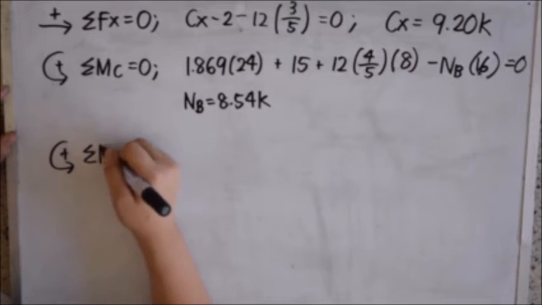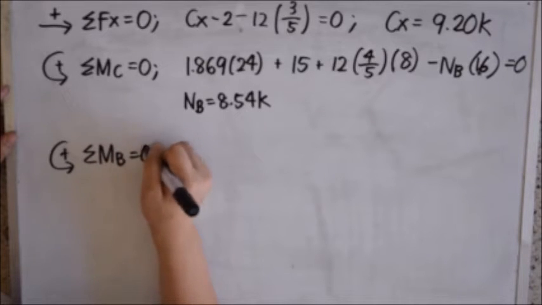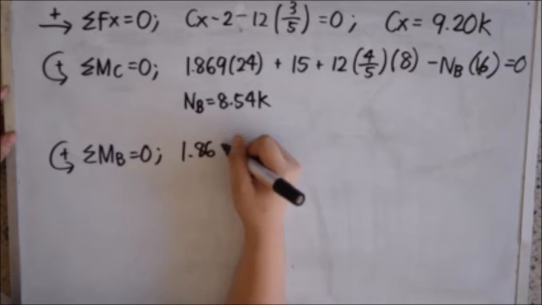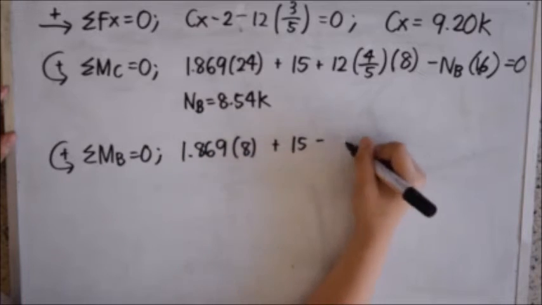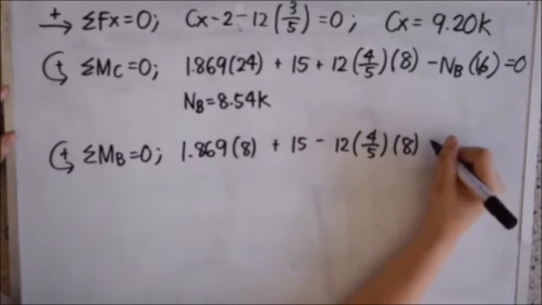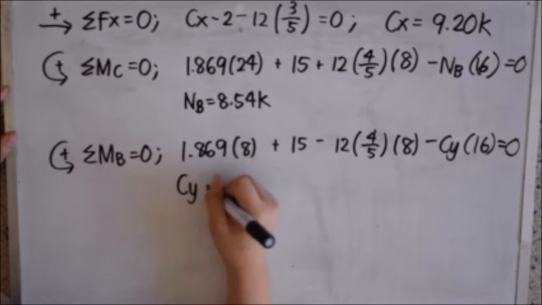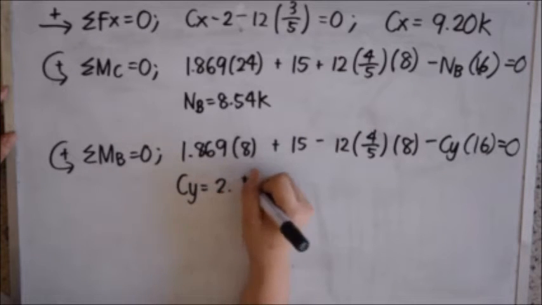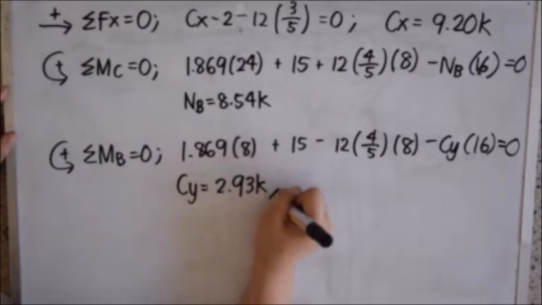At summation moment at B is equals to 0. 1.869 times 8 plus 15 minus 12 over 4 over 5 times 8 minus Cy times 16 is equals to 0. So, ang Cy natin is equals to 2.93 kips.